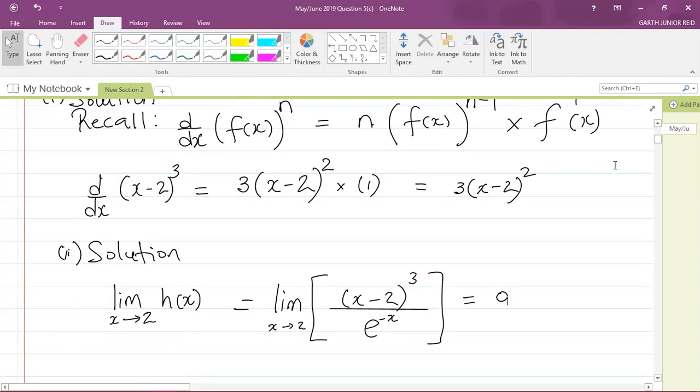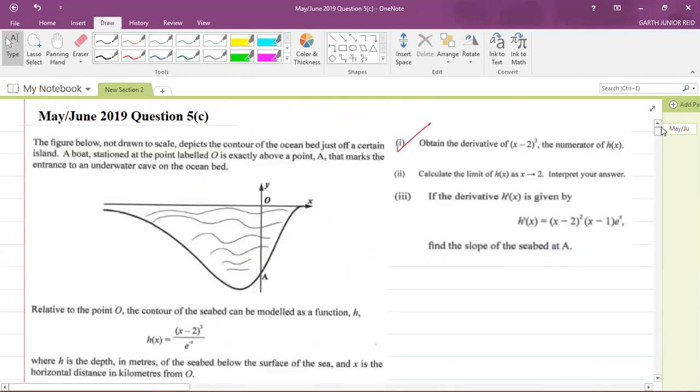Good. But we're not finished yet because the question said that we are to interpret our answer. Now, I told about 4 or 5 CAPE integrated mathematics students to do this question, and part 2 and part 3 seemed to be a challenge, especially the part that says to interpret your answer. Students are struggling to interpret their answer.